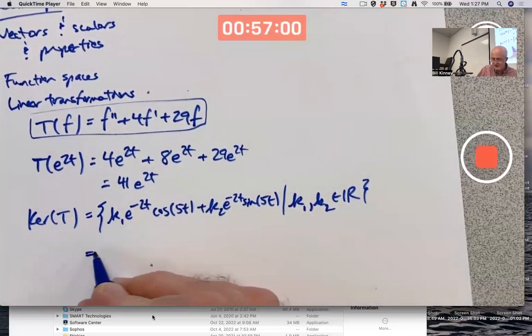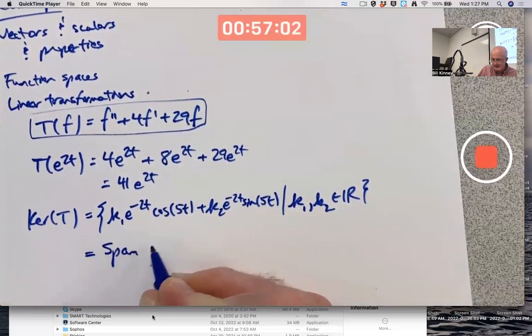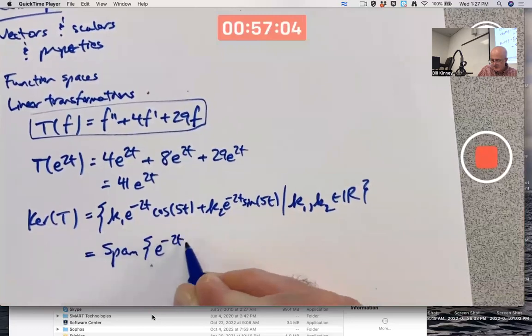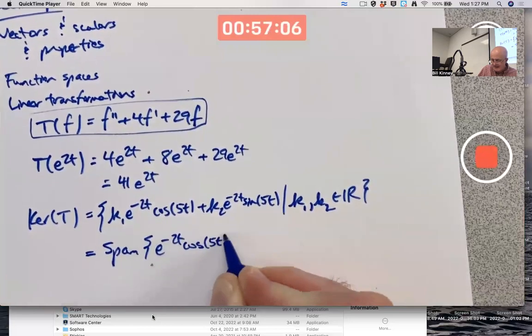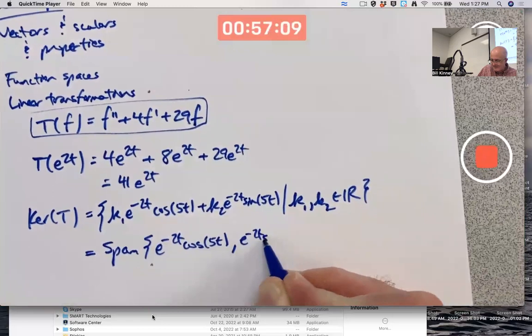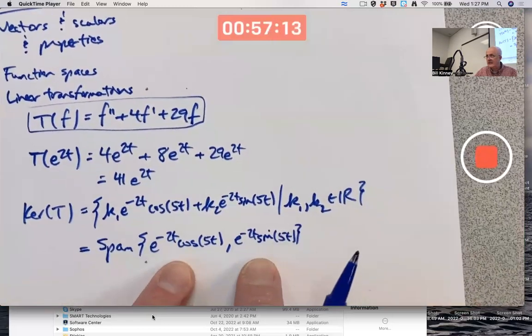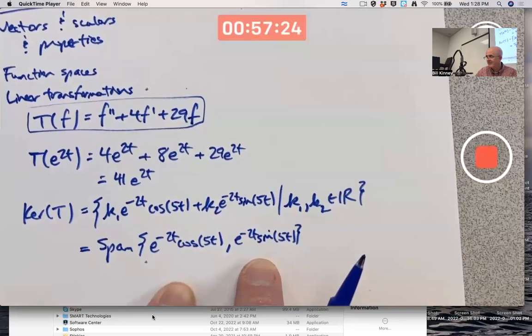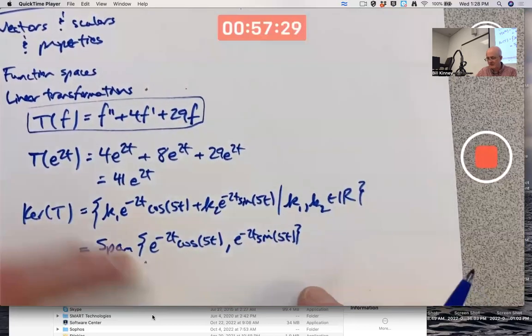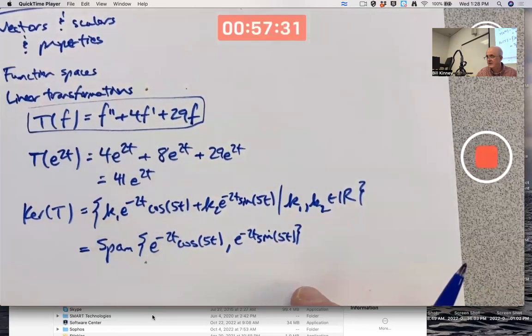You could say this is the span of e to the negative 2t cos 5t and e to the negative 2t sine 5t. And you could also say these two functions are linearly independent. They're not scalar multiples of each other. And the solution space is a two-dimensional vector space. Therefore, this is a basis. Not only does it span, but it's also a basis. That's a fuller justification of calling this the general solution.